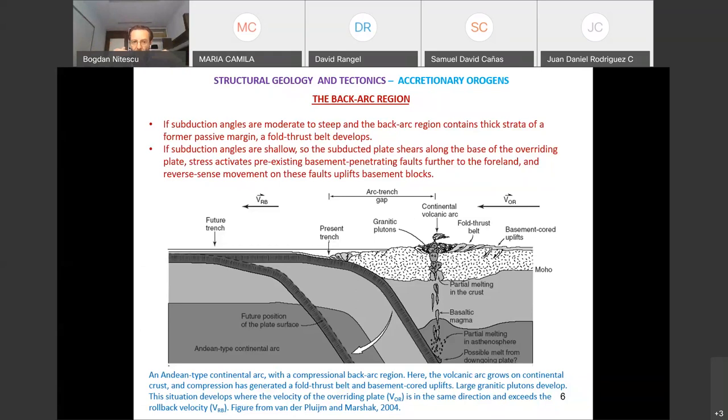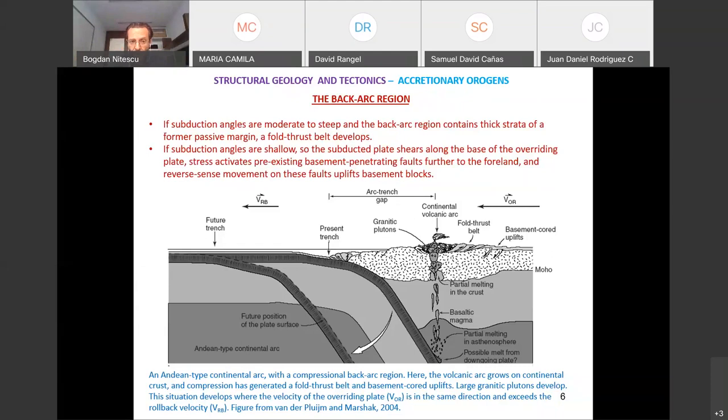But if you have shallow subduction angles, so the subducting plate kind of shears along the base of the overriding plate, the stress basically will transmit in such a way that basement-penetrating faults would be reactivated. So it's very likely to get these thick-skinned situations. And even along the Andean margin, we have different sections with different angles of the subducting plate, so the situations can be different.